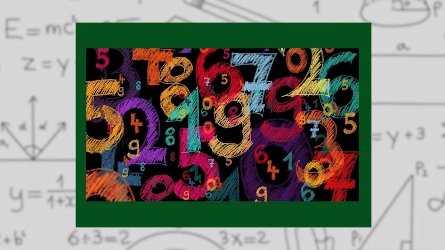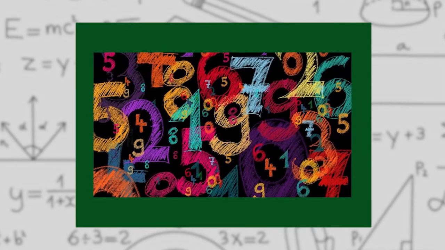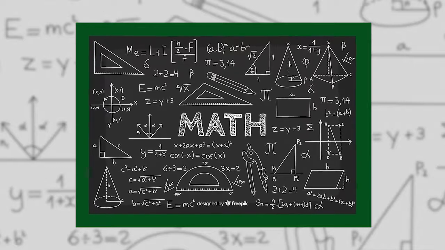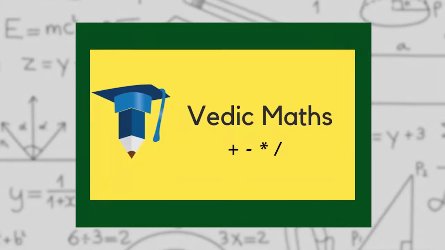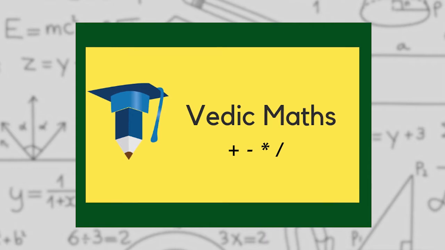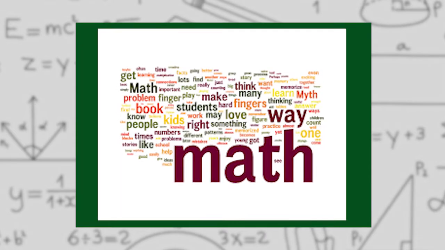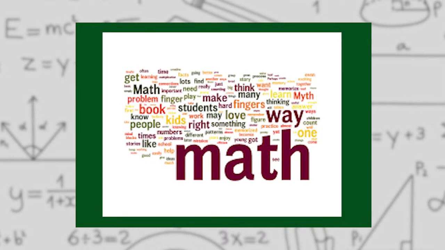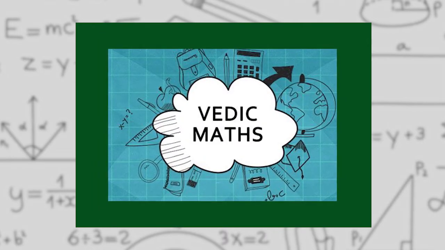What do you mean by perfect base numbers? Perfect base numbers are 1 followed by any number of zeros. For example, 100, 1000, 1 lakh, 1 crore, etc. Sub-base numbers means all numbers other than 1 followed by any number of zeros. For example, 30, 4 lakhs, 5,000, 6 crores, etc.